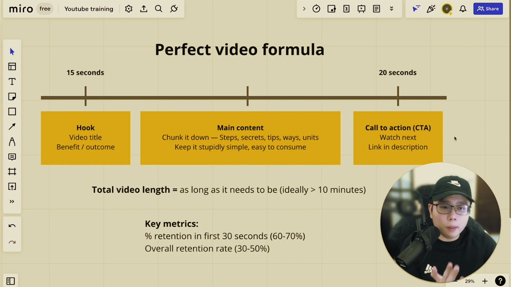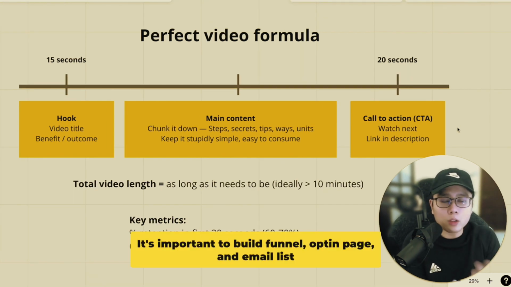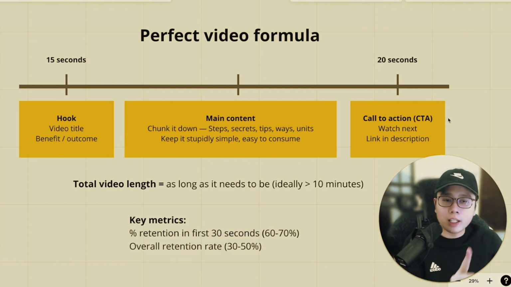And you can also send out emails to promote your next new video. For example, you publish your next new video tomorrow, you can send out emails to like 500 people, and then more people will straight away watch your video to get a lot of views at the start, and then YouTube will push more of your content to a newer audience. So that's very important, to build a funnel, to build an opt-in page, and build your email list as well. So once again, these are the three different parts: a hook, main content, and the call to action.